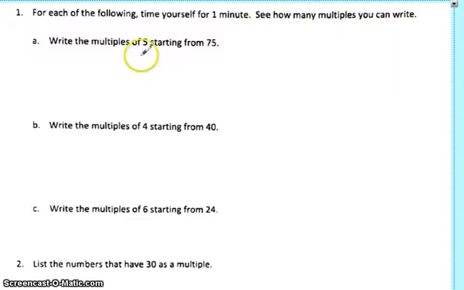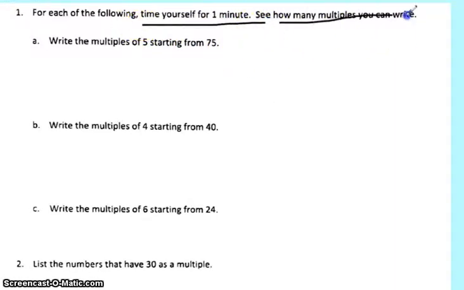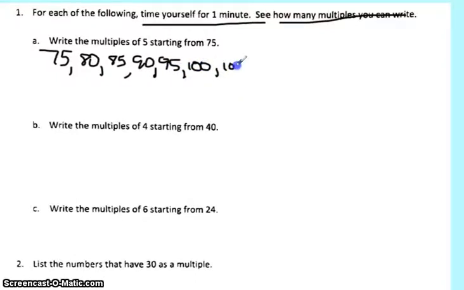So let's take a look at what you did here. It says time yourself, hopefully you did, for 1 minute. See how many multiples you can write. Write the multiples of 5 starting from 75. Well, if I start from 75, that is a multiple of 5 because it ends in 5. So 75, 80, 85, 90, 95, 100, 105, 110, 115, 120, okay, and so forth.